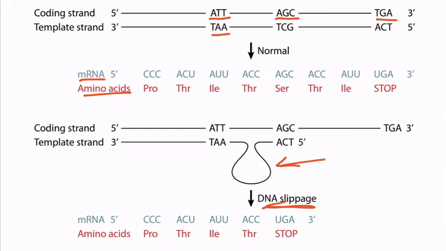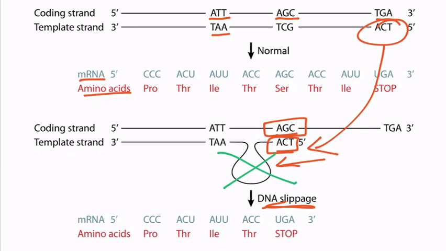In this example, notice that the template strand now has a region that is mispaired with the coding strand. For example, AGC right here is not complementary to ACT. Notice that ACT right here was shifted. Normally, mismatch repair mechanisms would fix this, but these are inadequate in DNA slippage. In this case, the slipped region of DNA is not transcribed, and instead, the mismatched ACT sequence is transcribed prematurely.